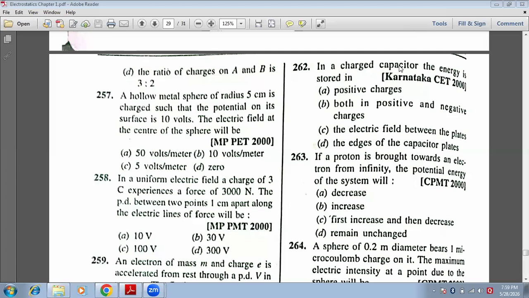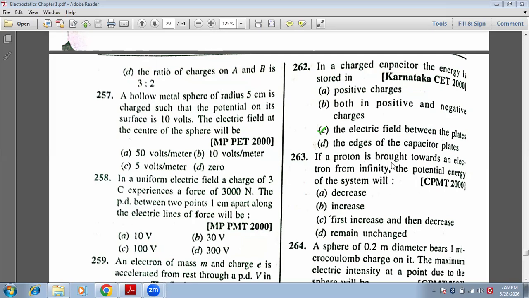In a charged capacitor, the energy is stored in: option A, positive charges; option B, both in positive and negative charges; option C, the electric field between the plates; option D, the edges of the capacitor plates. Correct answer, option C, the electric field between the plates.